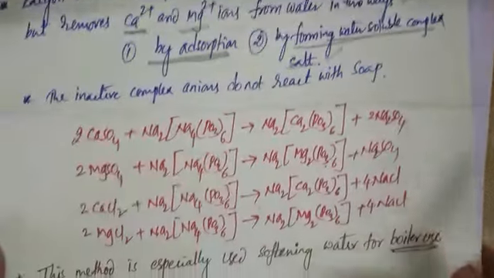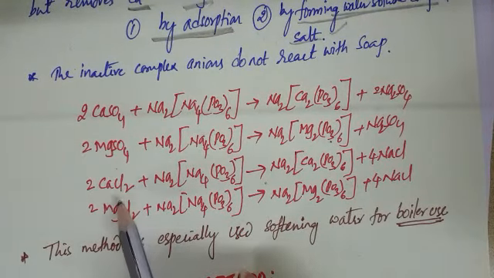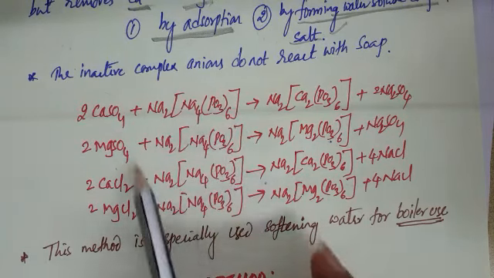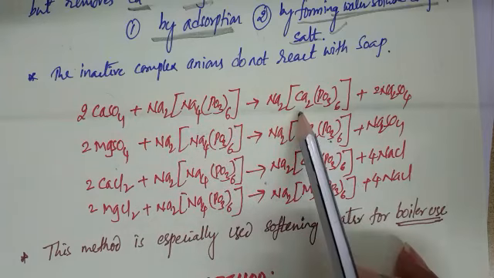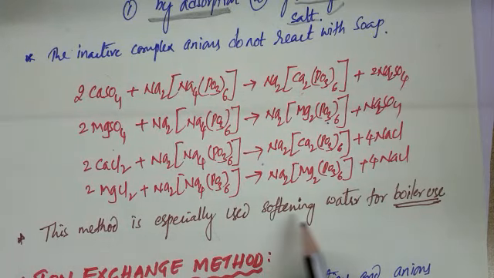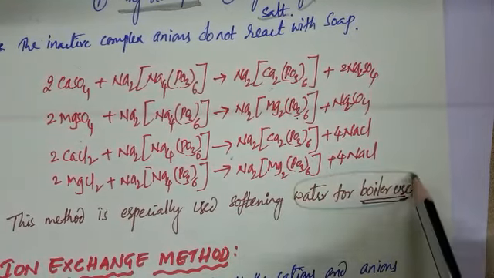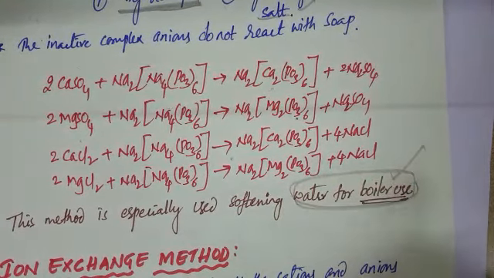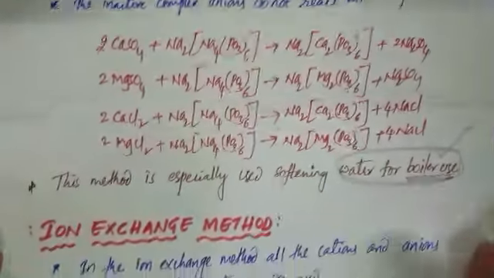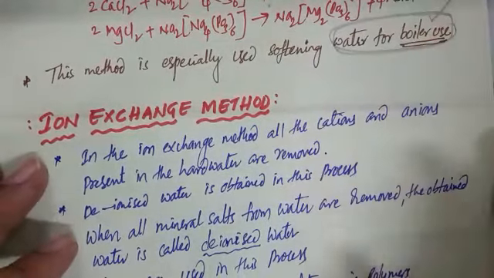And check the reactions. Calcium sulfate, magnesium sulfate, calcium chloride, magnesium chloride containing hard water is passed through Calgon, and the sodium ions are exchanged by calcium and magnesium. This method is especially used for getting soft water for use in chemical industries and boilers.